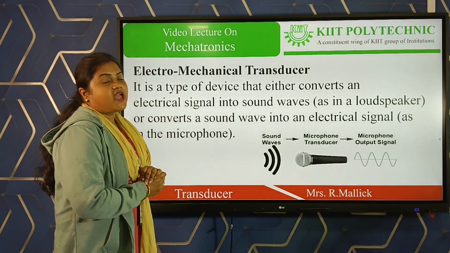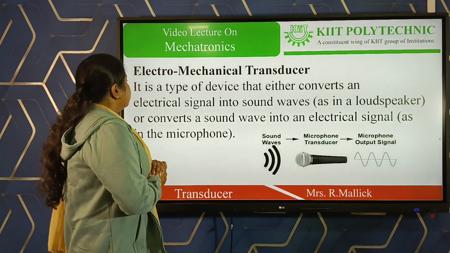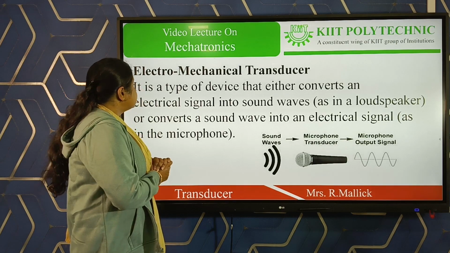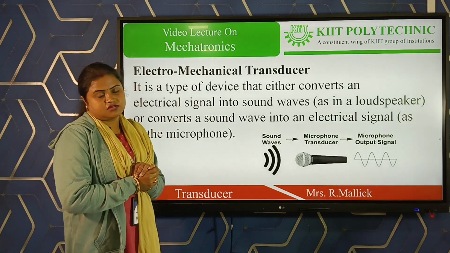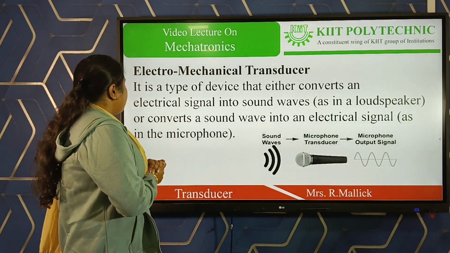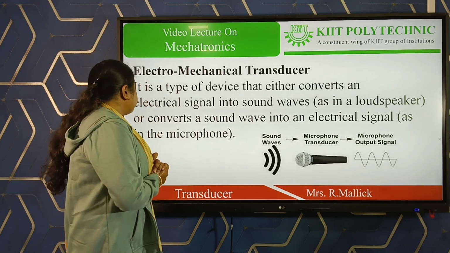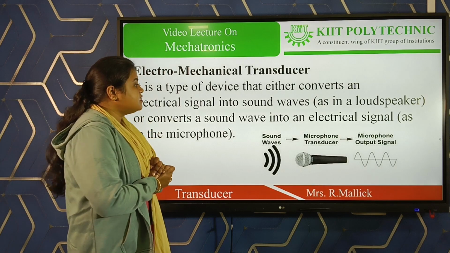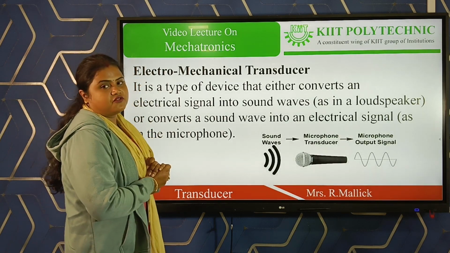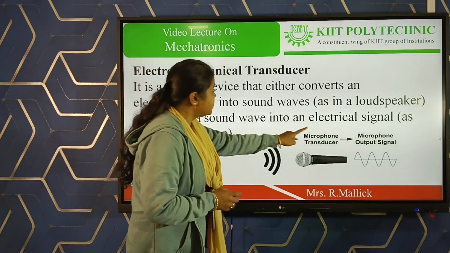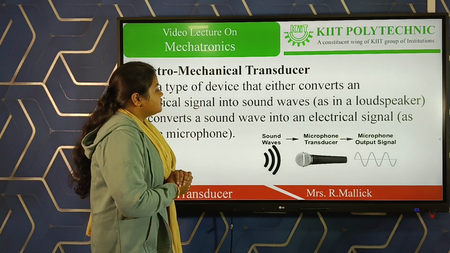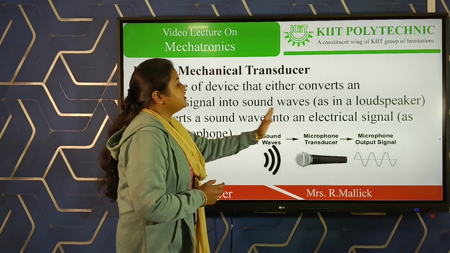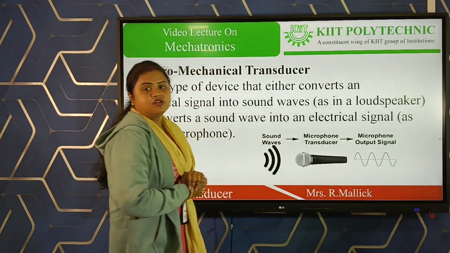Then what is electromechanical transistor? It is a device which either converts an electrical signal into sound waves, which you can call a loudspeaker, or converts sound waves into an electrical signal, such as the microphone. These are the typical views. Sound waves go to the microphone transducer, then it outputs a microphone signal.